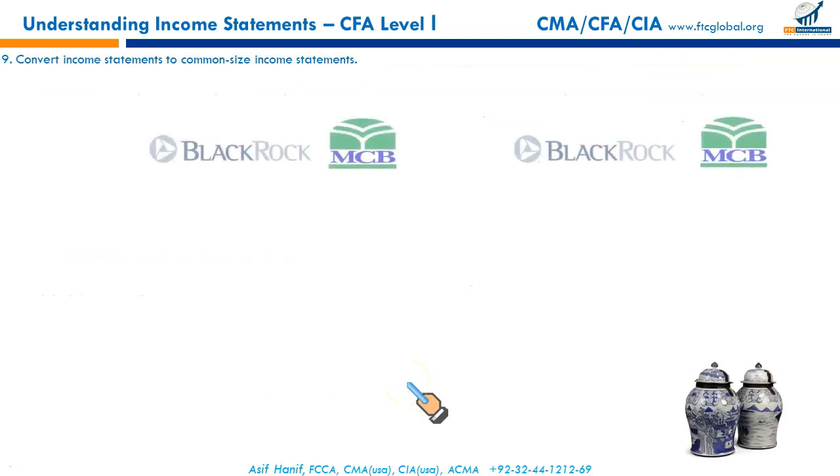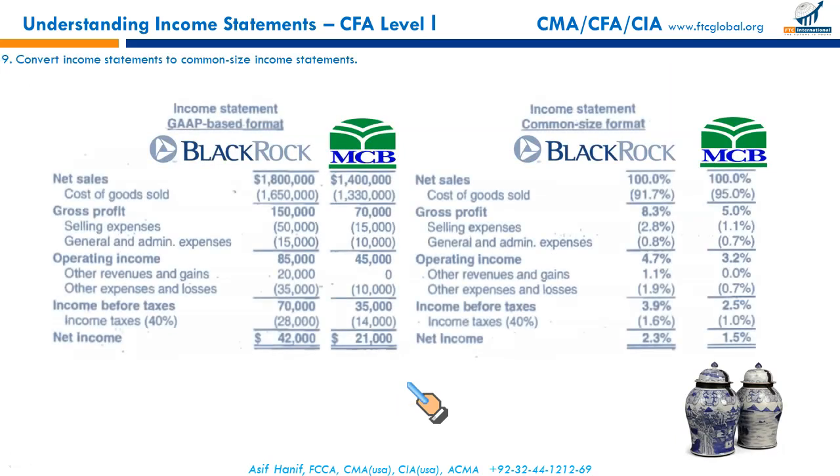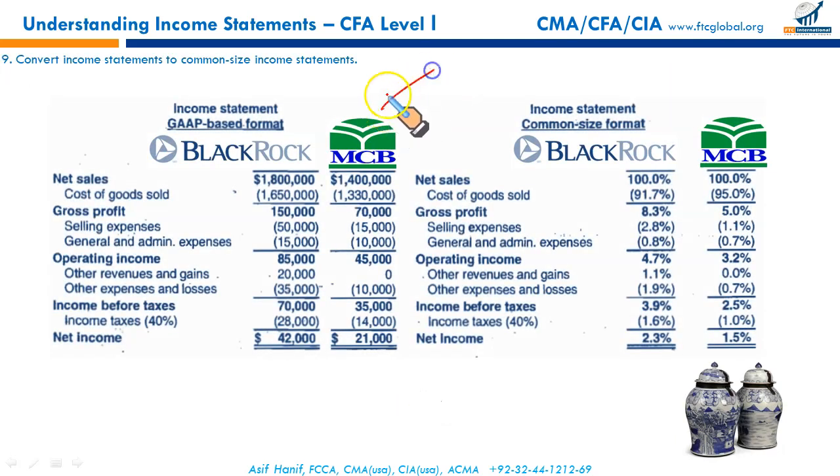Next reading is convert income statement to common size income statement. Let's say we have two banks to compare: MCB, one of the largest banks in Pakistan, with an American bank. Since the numbers cannot be compared because the size difference is huge, we can convert these numbers into percentages, taking sales as a base. I take sales as a base and express every number given under sales as a percentage of sales.